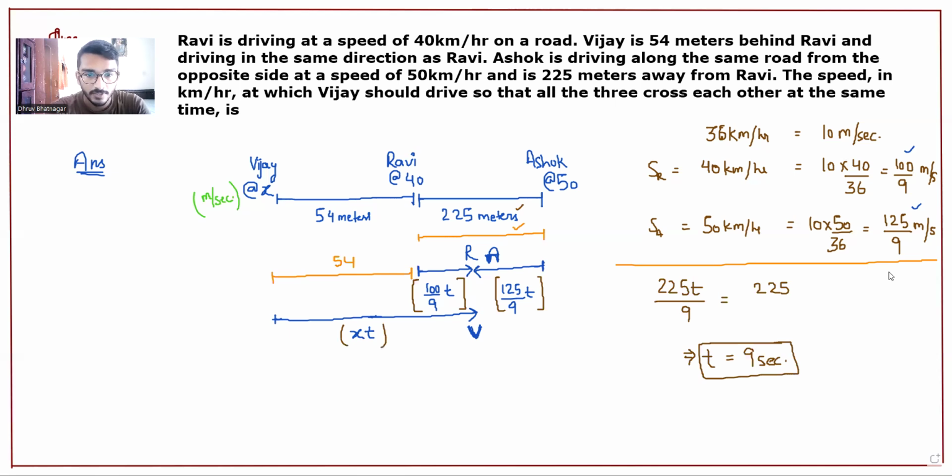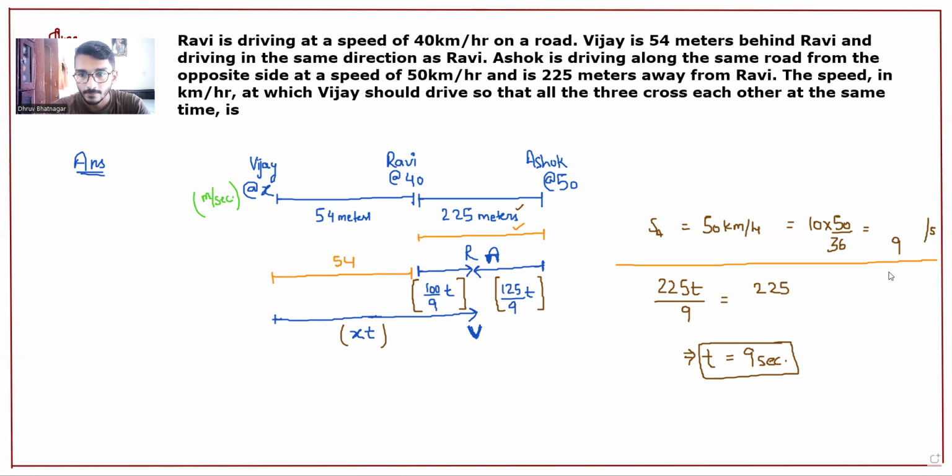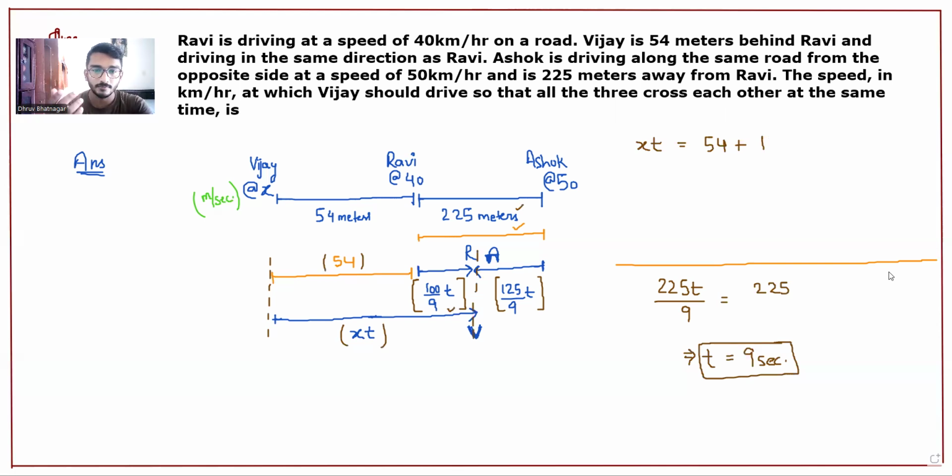Now the distance traveled by Vijay. That is xt, which must be equal to 54 meters plus the distance traveled by Ravi. This distance I am talking about, the distance between Vijay and Ravi. It is 100t by 9. So I'll just balance and plug in the value of t. It is 9x equal to 54 plus, t divided by 9 is 1, so it would be 100. It is 154. X equals 154 divided by 9. It is in meters per second.